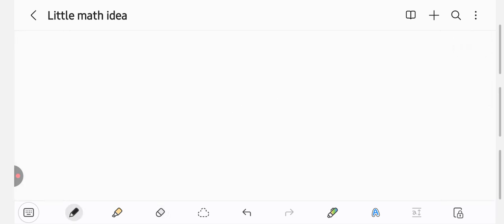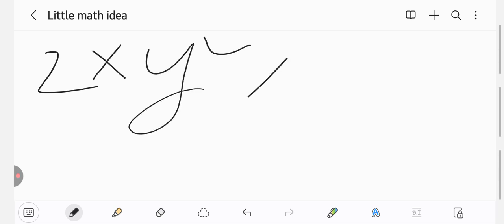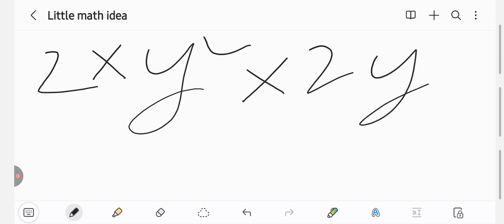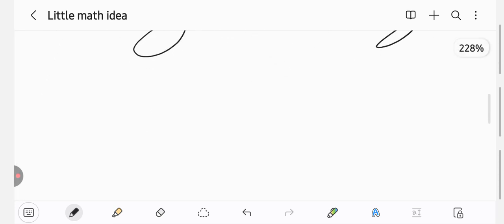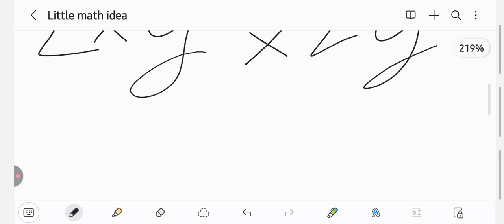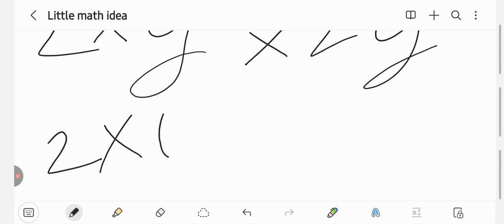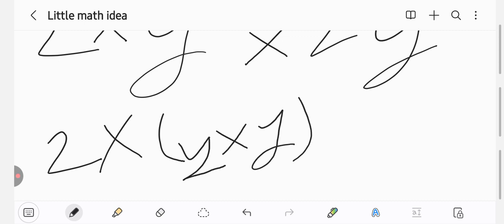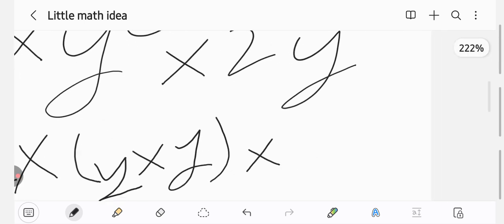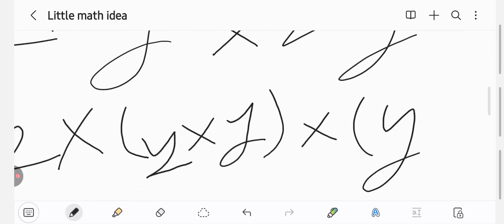So suppose you have 2 times y squared times 3y, or let's just take 2y. Now let's rewrite it in its unsimplified form. When you write in the unsimplified form, we use brackets because they were simplified first. Of course, y squared would be y times y, times 2y, which means (y plus y).